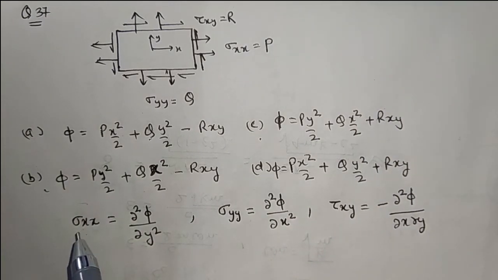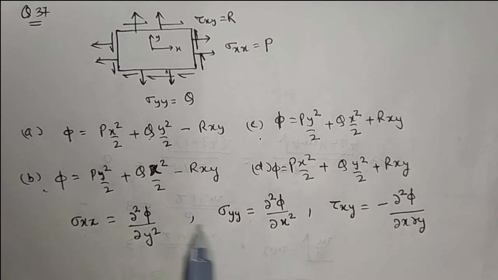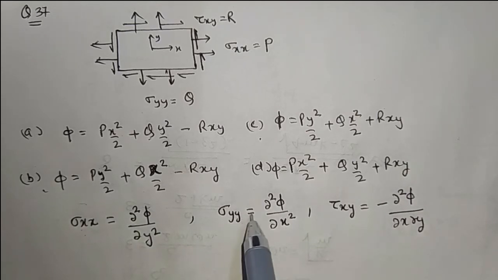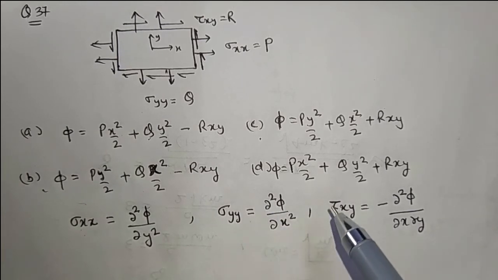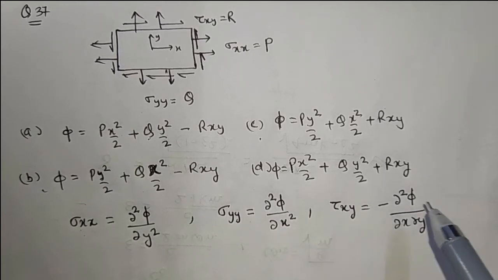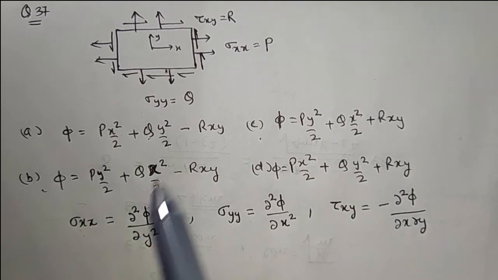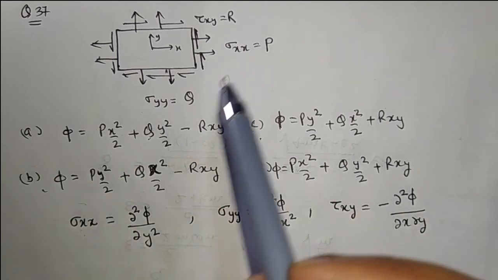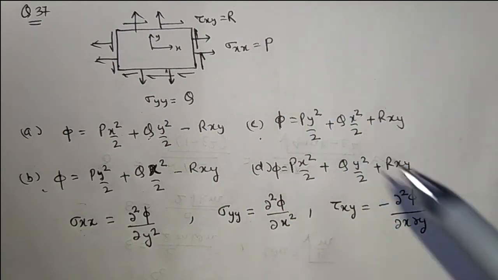As we know, the formula for the normal stress in x direction is equal to partial differentiation of Airy stress function with respect to y two times. Similarly, the normal stress in y direction is given by partial differentiation of Airy stress function with respect to x two times, and the shear stress is given by this formula. So we have to choose from the options which will give sigma x equal to P, sigma y equal to Q, and tau xy equal to R.